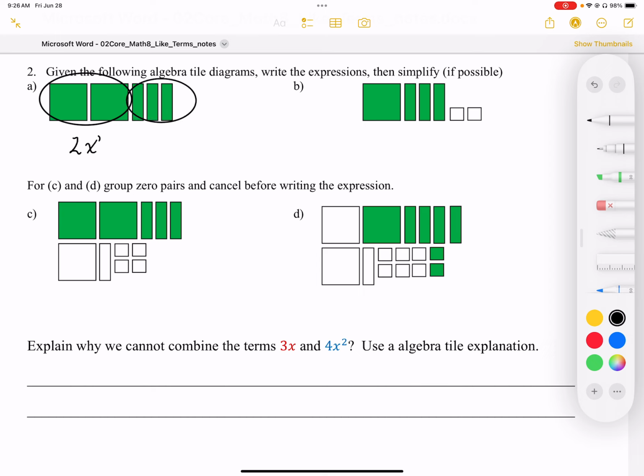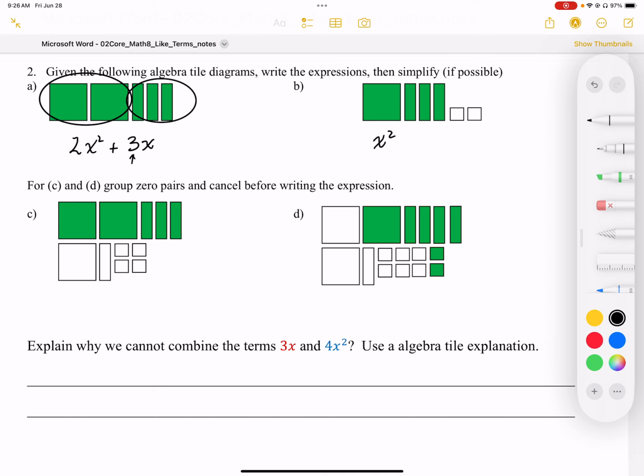So we end up with 2x squared tiles plus, the plus is going to count the 3x's separately. So we have plus 3x, and that's different than x squared. We don't ever add the x's and end up with x cubed. When we add, we end up with the coefficient here.